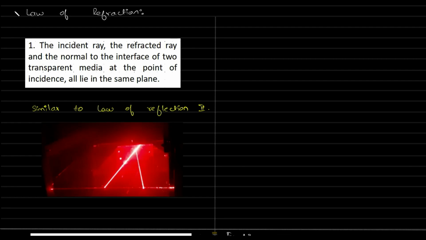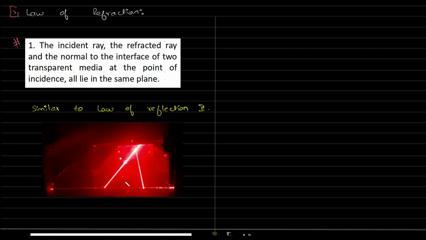So let's look into the law of refraction, not reflection, refraction. The first part of the law talks about the incident ray, the refracted ray, and the normal to the interface of the two transparent media at the point of incidence all lying in the same plane. We saw a similar thing in the second part of the law of reflection: the incident ray, the normal, and the reflected ray all lie in the same plane. It's the same thing. We're talking about that imaginary plane in which all of them lie.